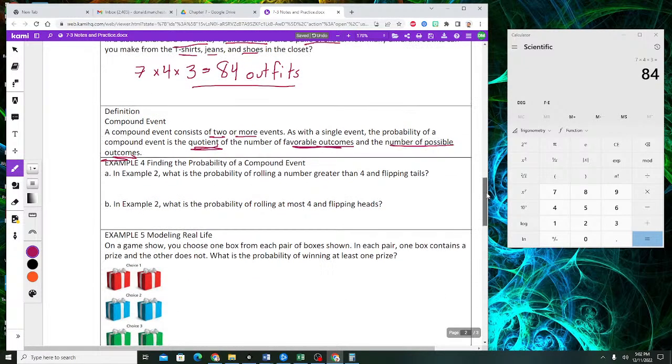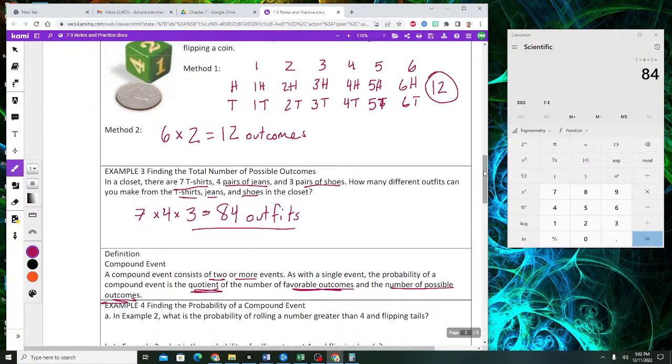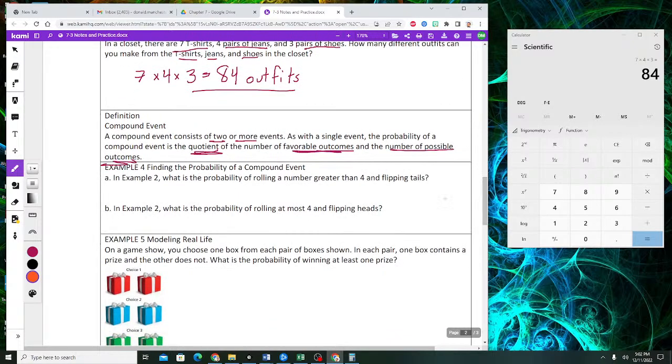So back in example 2, what's the probability of rolling a number greater than 4 and flipping tails? Well, let's look. Number greater than 4 is 5, and tails is right down here. So we've got 5 and 6. And so we see that we've got 2 out of 12. And so 2 out of 12 is 1/6, and 1/6 is roughly 16.7%. Mr. Manchester, how'd you know that?